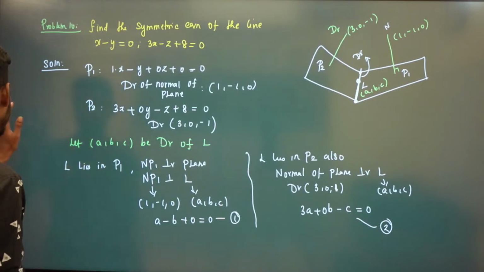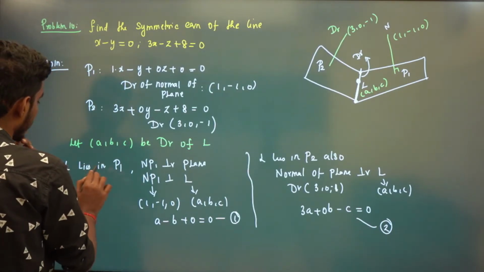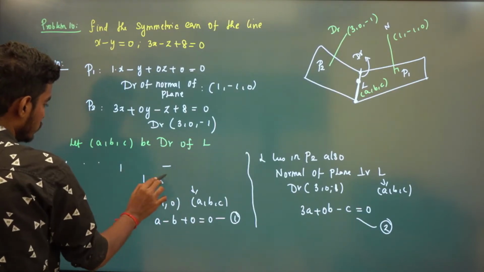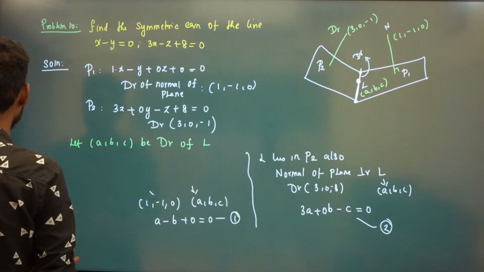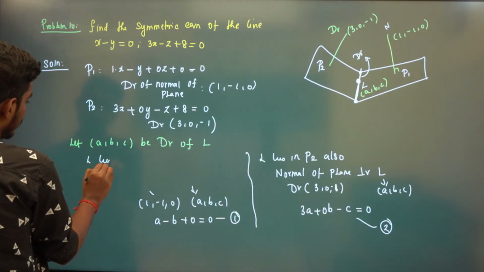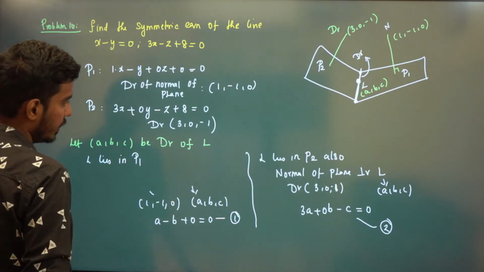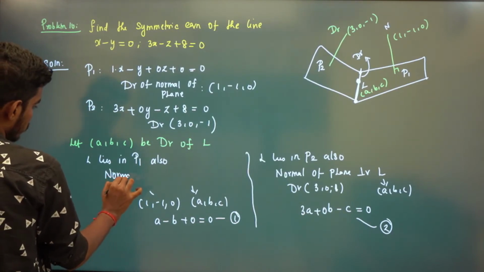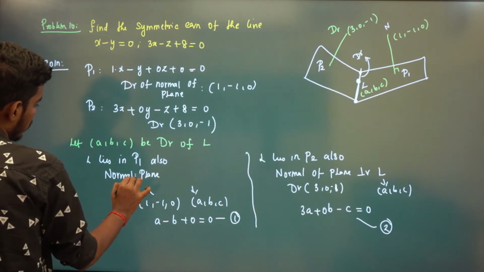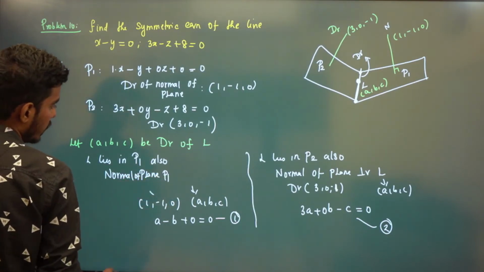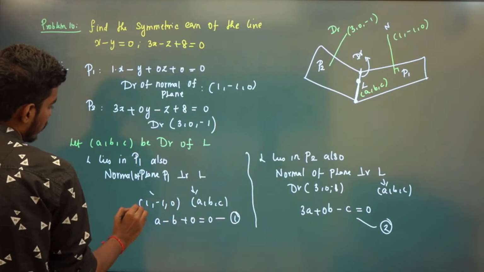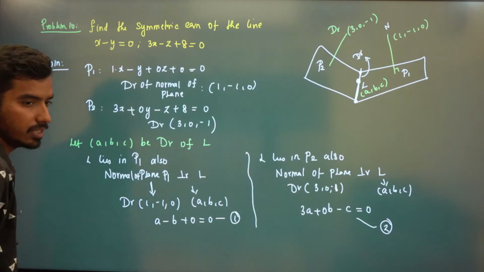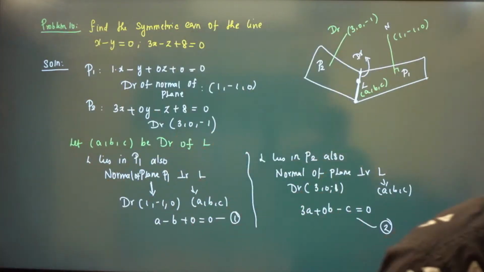Is it clear? Let us rephrase this. Correct only, but we will write it like this. Now L lies in P1, right? Also the normal of the plane P1 is perpendicular to L. So what is the direction ratio of the normal of P1? Is it clear? See, we already did this kind of problem, right? Is it clear?